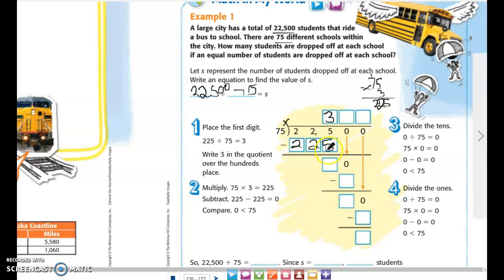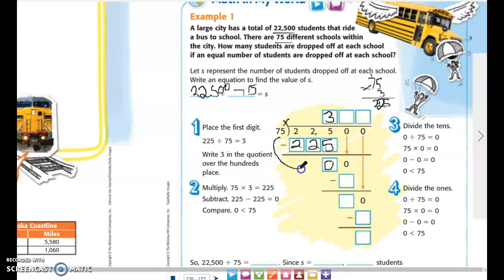And my next step is to subtract. Okay? That's a 5, not an 8. I know it looks like an 8. So what is 225 minus 225? 0. Right. Okay. So let's go ahead and bring down our next number. And we know our next number is what? 0. So this is going to be our new number.